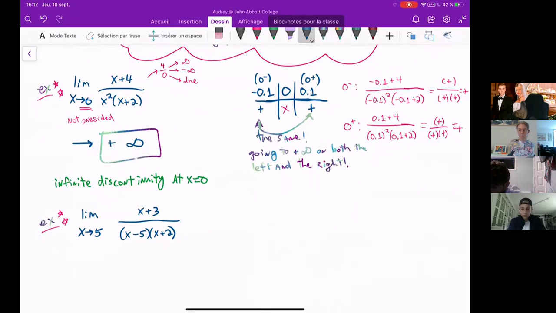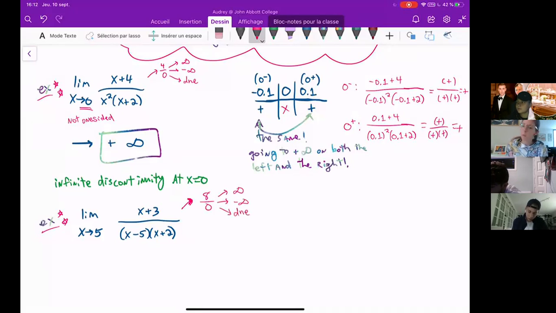What do I get when I plug in? 8 over 0. Be careful, because I've seen a lot of people in my other class saying, oh, look, it's 0 times 7 on the bottom, therefore it's 8 over 7. We're multiplying by 0 on the bottom. That means it's 0. Multiplication by 0 is always 0. So here I'm going to get 8 over 0, which means, again, this is either infinity, negative infinity, or it does not exist. We're going to do the same thing to figure out which one.